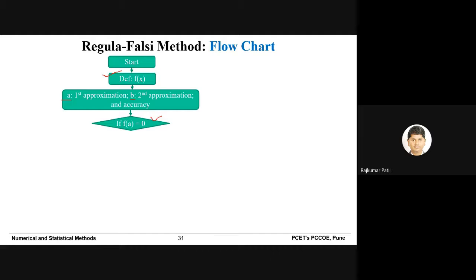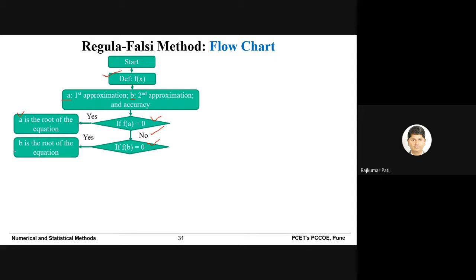If this value is equal to 0, then we can say that a is a root of the equation, because f of a becomes 0. So the curve intersects the x-axis at point a. So a could be the root of the equation. Then if this condition is not true, we check if f of b equals 0. If this condition is true, then we say that b is the root of the equation.